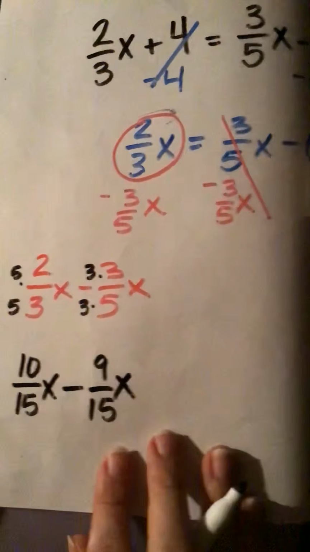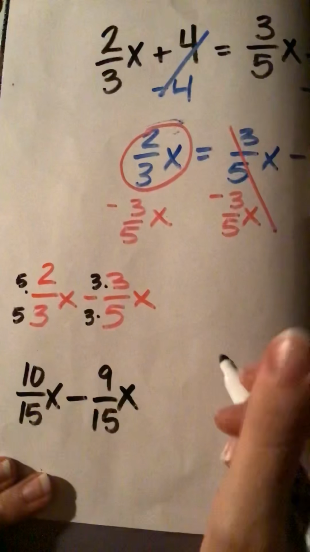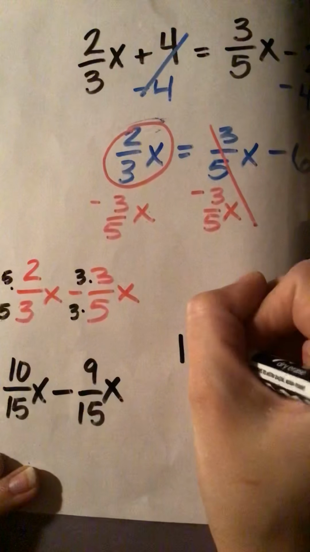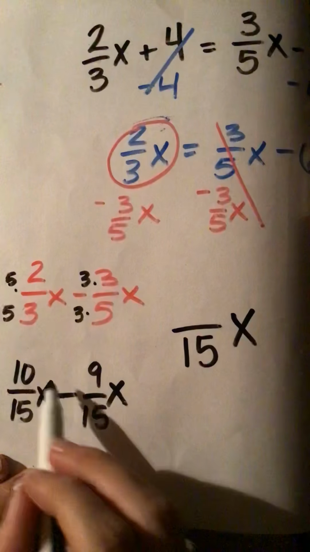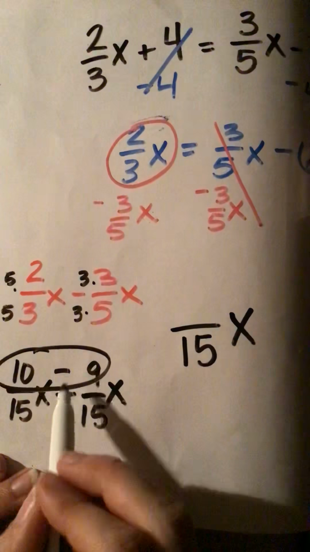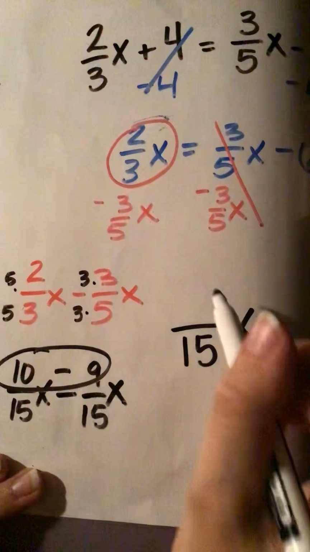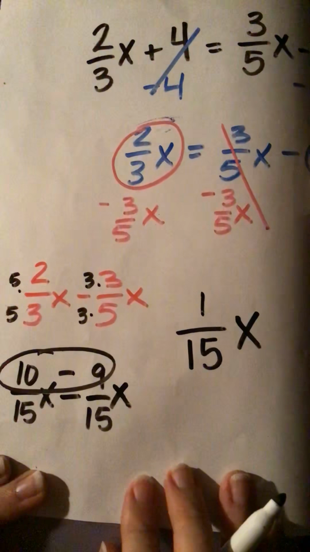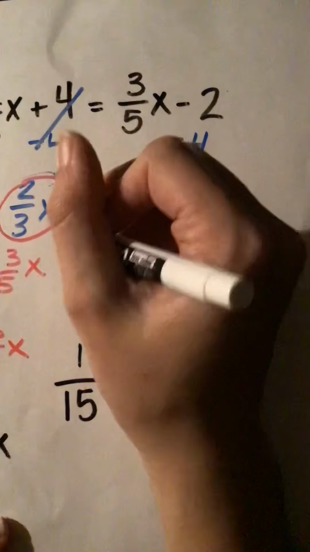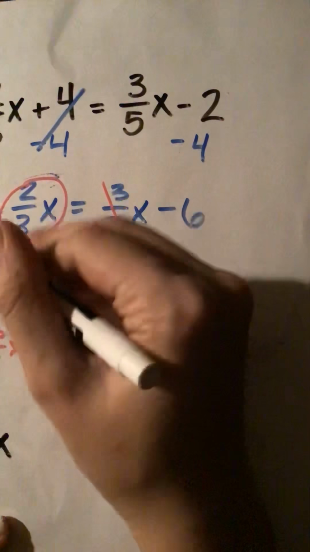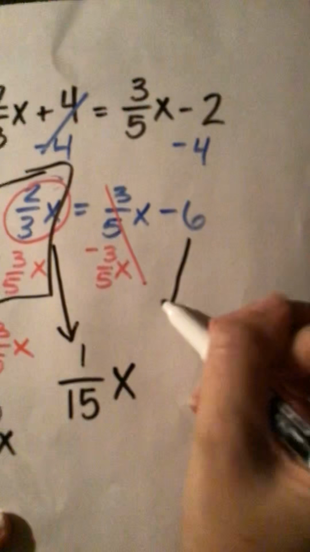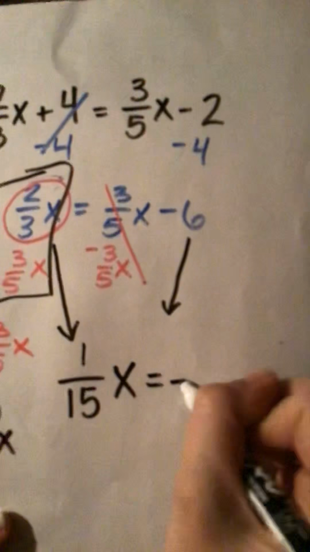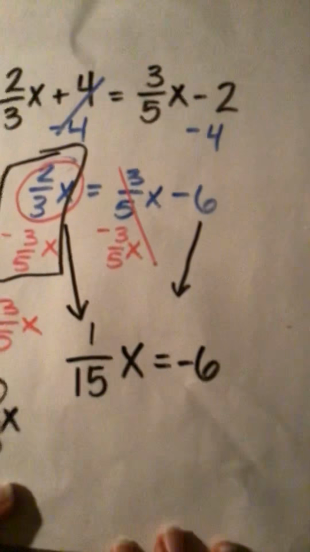When we subtract fractions, we keep the denominator the same. So it's still going to be 15. And I'm still going to have that x term with each of them. But then we can just subtract the numerators. So 10 minus 9 would give us 1. And then that was the left side of this problem, simplifying this entire piece here. On the right side, we had that -6. So I'm going to bring that back down.